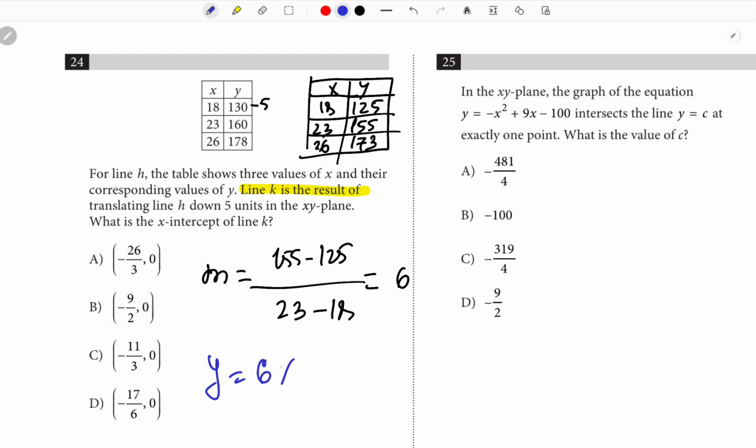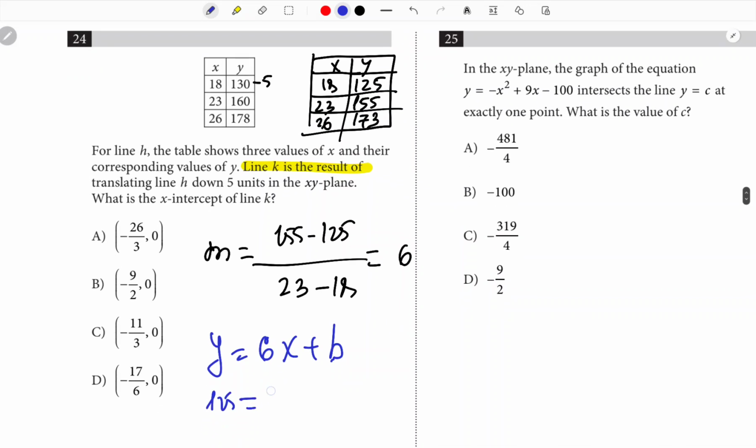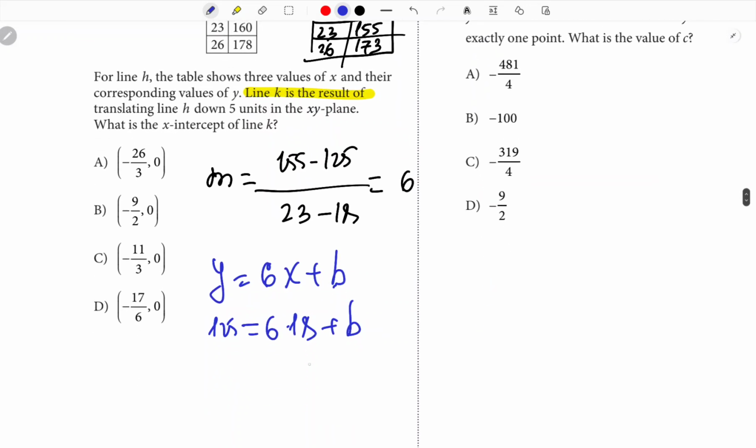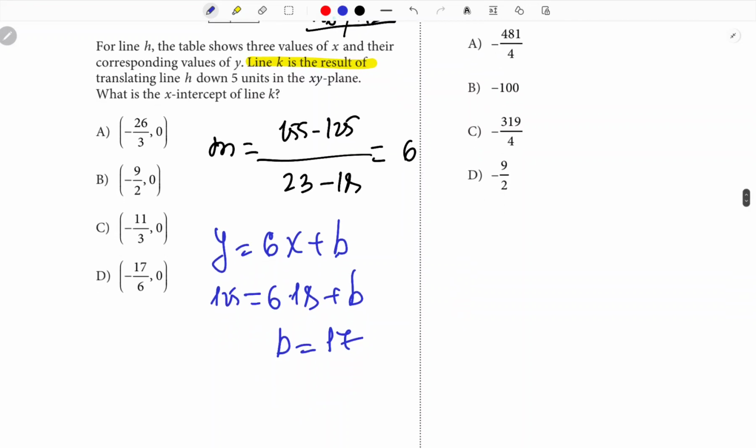Y is equal to 6x plus b. What is b? Instead of this one or this one, it doesn't matter. You write here y is equal to 125, 6 times x. Instead of x, I write here 18 plus b. And calculate this one. You can find b is 17. So b is 17. Okay, my equation is y equals 6x plus 17.